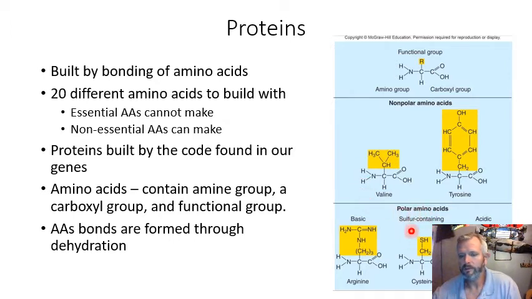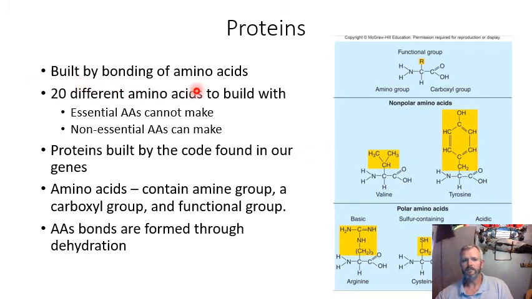Polar amino acids, you can see they have that same amino acid backbone. They just have a different functional group up here. In this case, it's polar. We can have basic, or we can also have acidic. So that R group gives it its functionality.